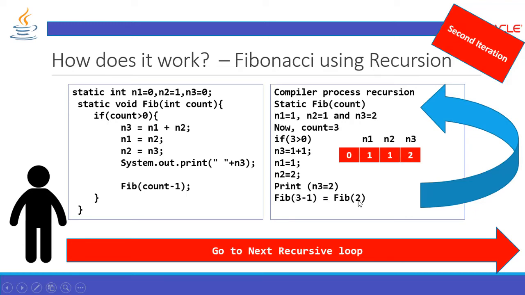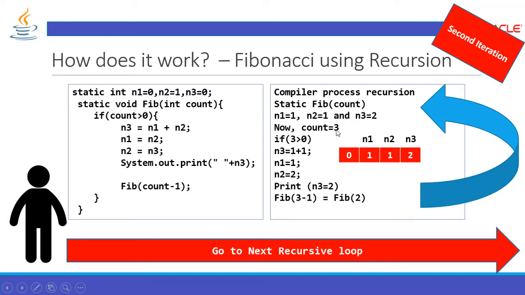In the next iteration, if you see, the count is 3 and n1 is 1. The pointer has moved from 0 to the next index of an array or a list or a series, and n2 is 1 and n3 is 2.